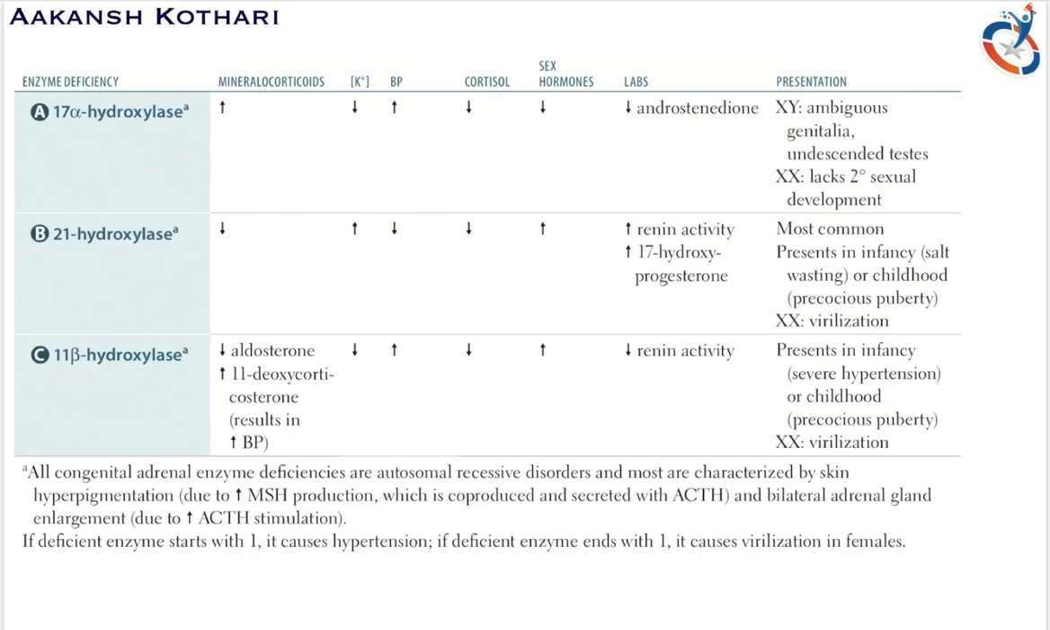Now since the mineralocorticoid is very high, that means the production of aldosterone is very high. Correct? So since the aldosterone is very high, the potassium concentration has to decrease. So is the deficiency of 17 alpha hydroxylase clear?